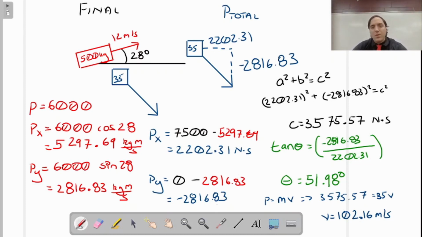Calculating the velocity, well, momentum is just mass times velocity. My mass, in this case, is 35. My momentum is 3,575.57, giving me a final velocity of 102.16 meters per second. Video game physics at its finest right there. That's almost 250 miles per hour, not something we're typically going to see.